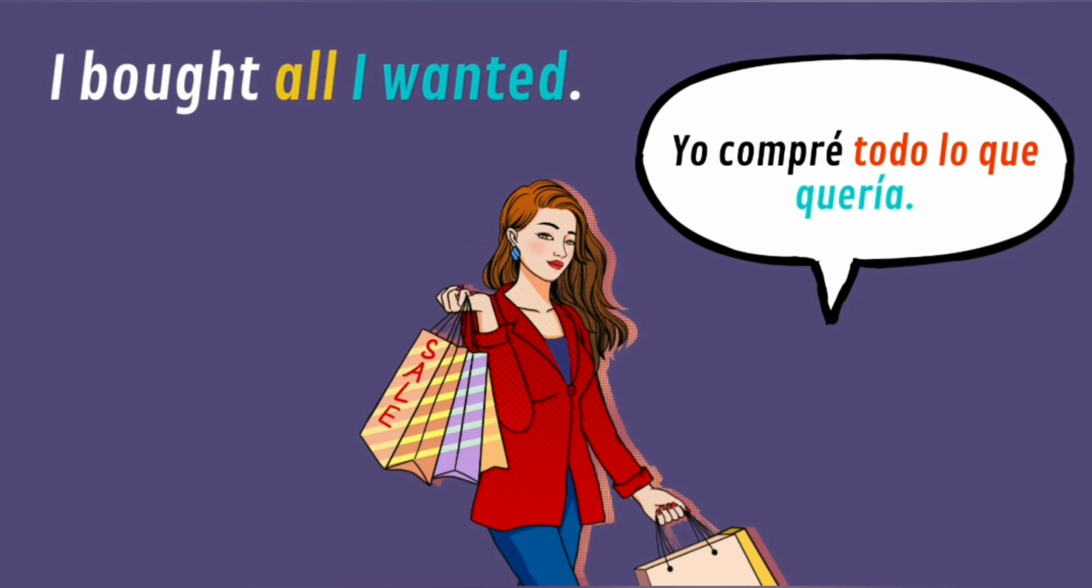And now we have this example. I bought all I wanted. To say this in Spanish, you have to say yo compré, I bought, yo compré all, todo lo que I wanted, quería. Again, we're talking about an action. Next to the word all, we are having an action. So that means we have to add an extra meaning to the word all, todo. Okay, and after that, we have to say lo que. Okay, I bought, yo compré all, todo lo que I wanted, quería. Okay?